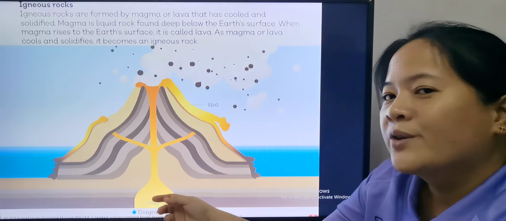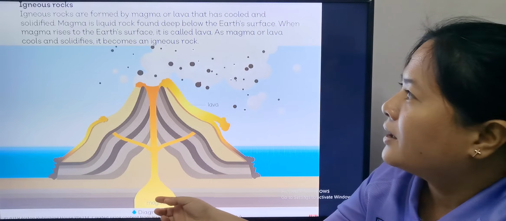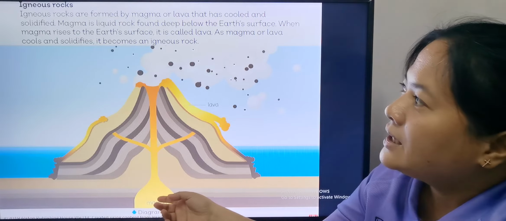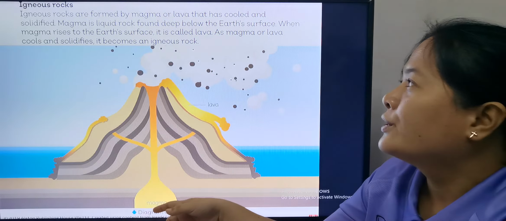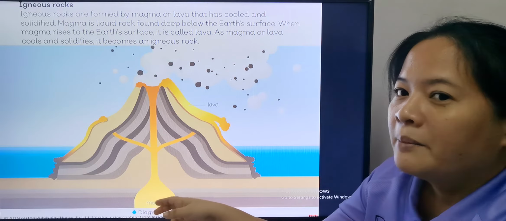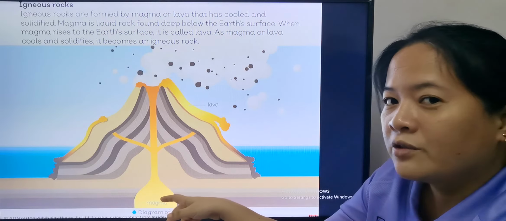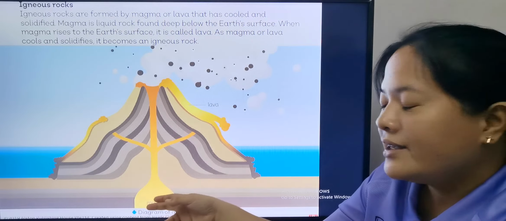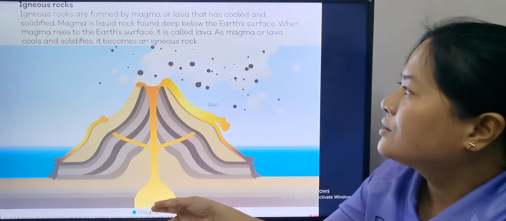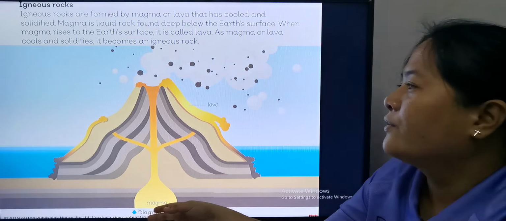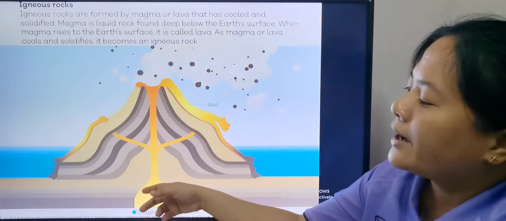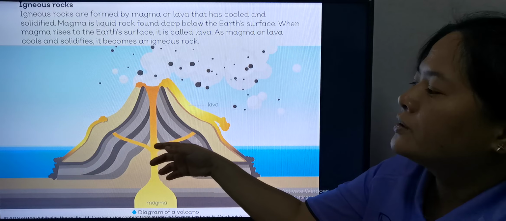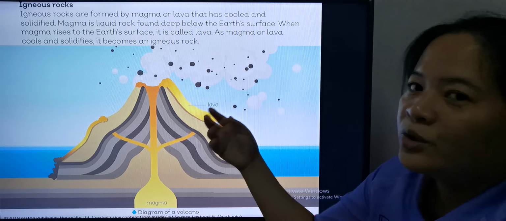So what is magma? Magma is a liquid rock found deep below the Earth's surface. Magma is a liquid rock, a molten rock deep within the Earth, below the Earth's surface. Now when magma rises, goes up to the Earth's surface, it cools down.